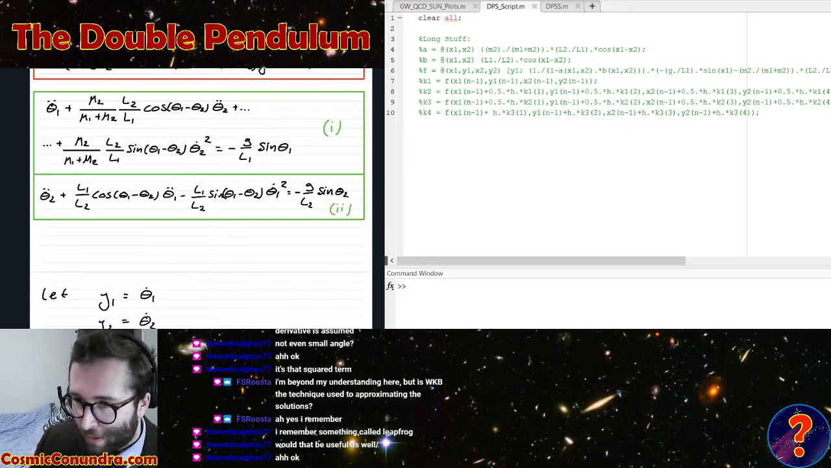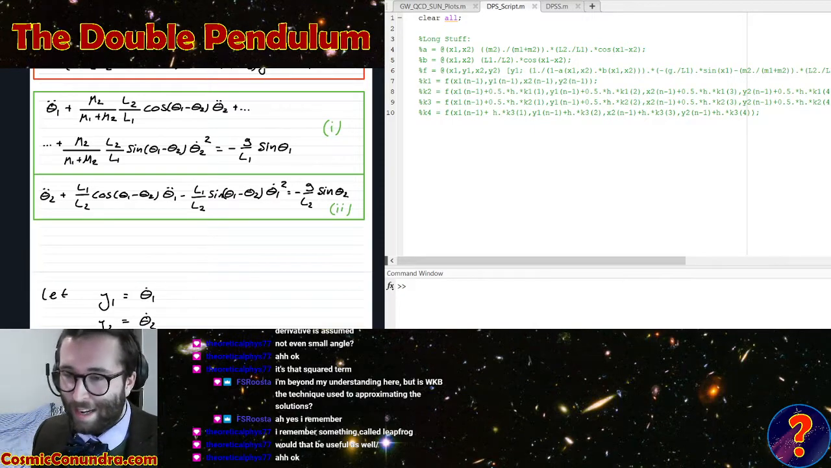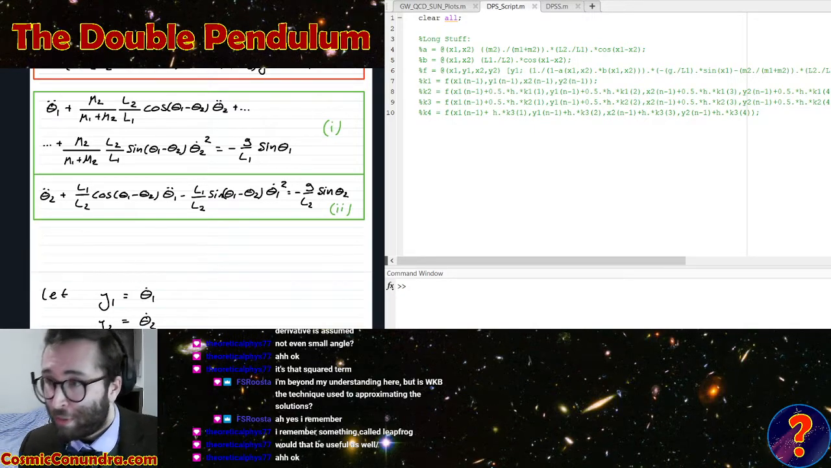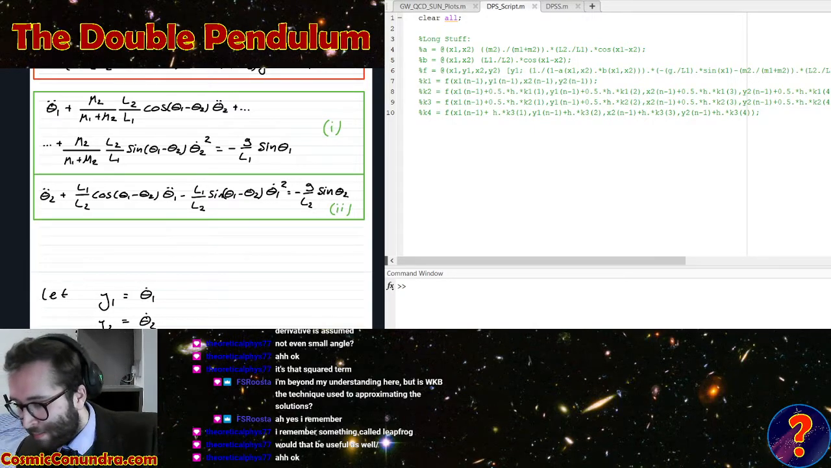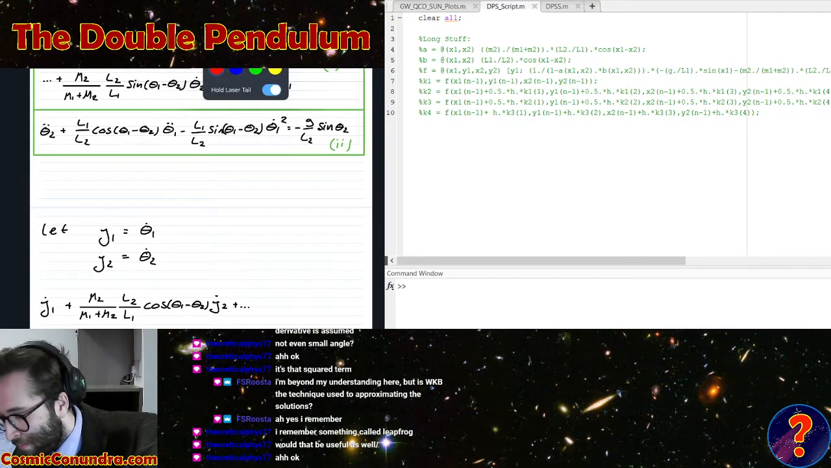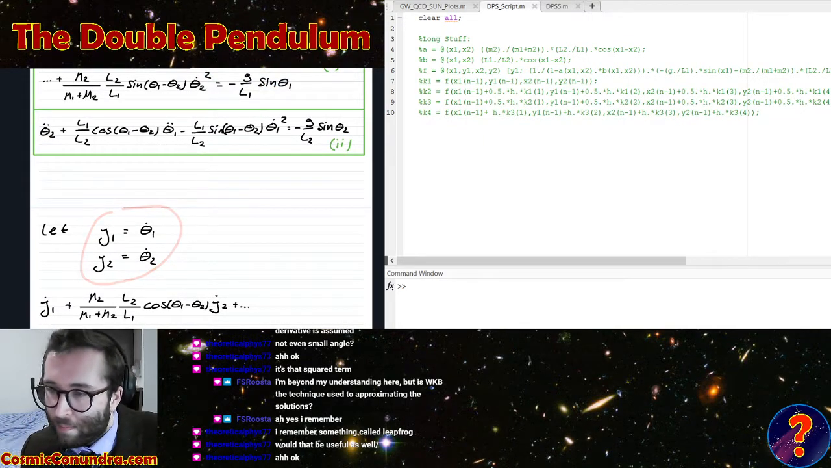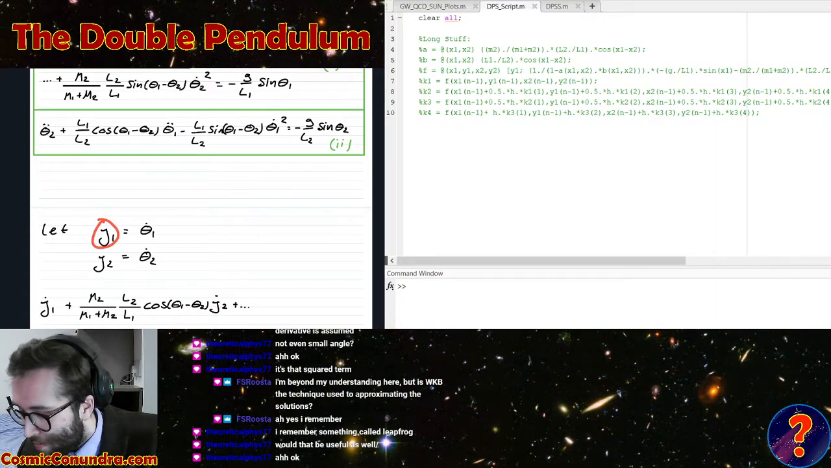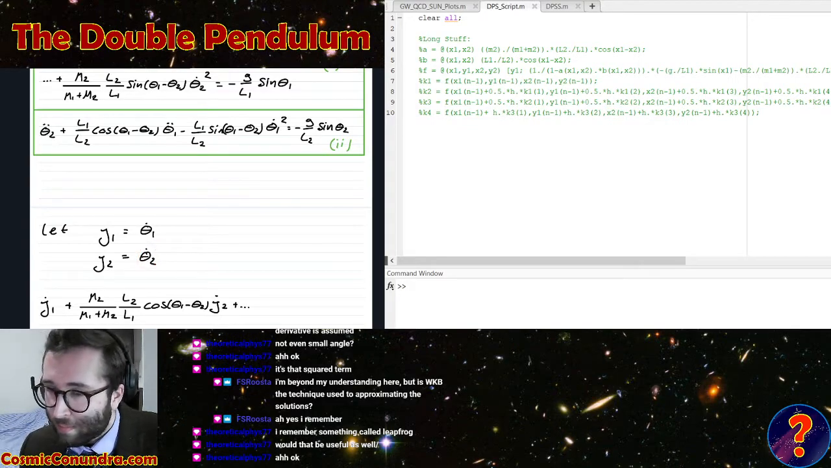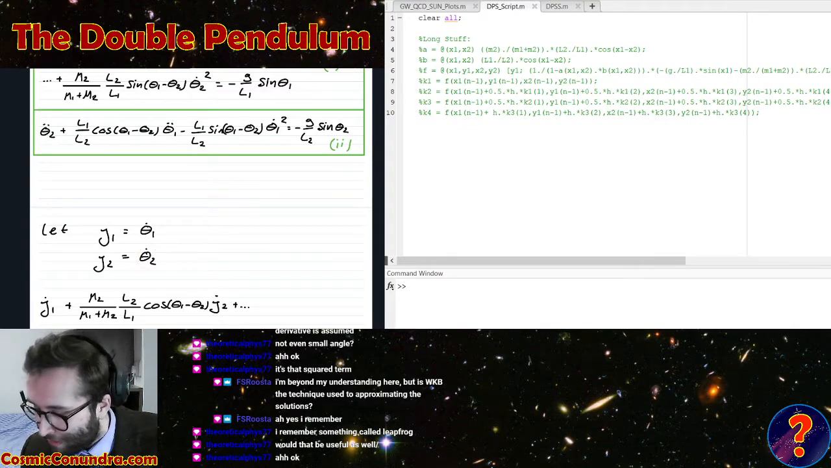But before we do that, we've got to rewrite these equations as these 4 first-order equations. So the way we're doing that is with this variable transformation here, where we define 2 new variables, y1 and y2, that are equal to theta1 dot and theta2 dot. Okay.